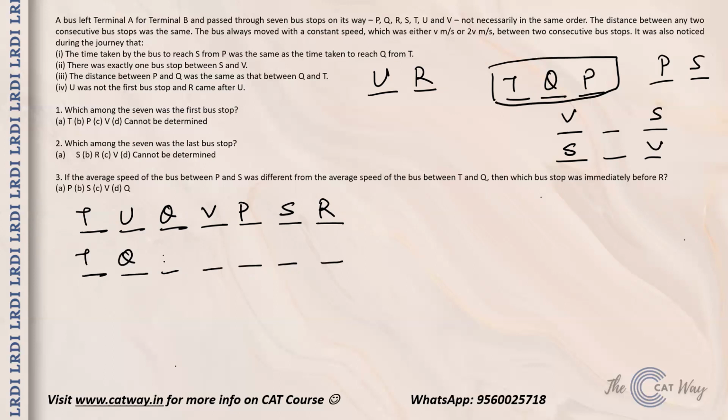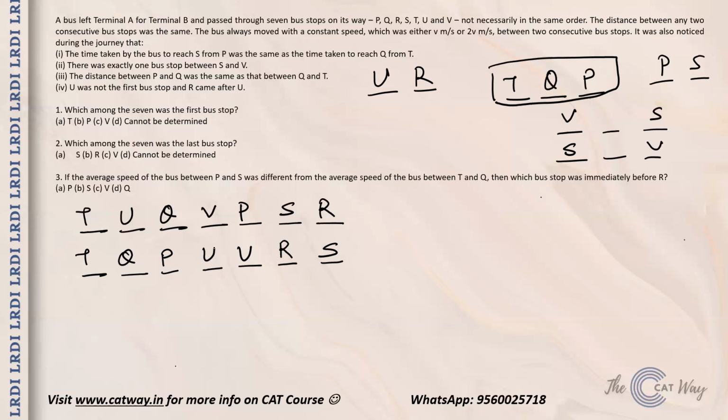So you have T, Q and P, let's say. Then guys, what is going to happen is, let's say, can S come over here? Let's try. If S comes over here, we will occupy this position, right? In that case, R will occupy this position and U will occupy this position.